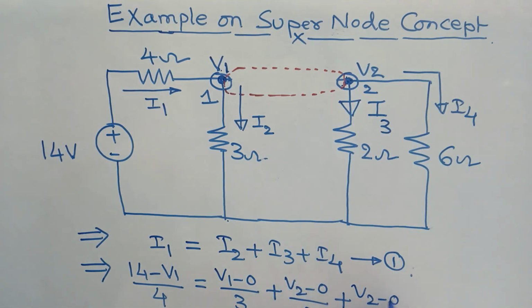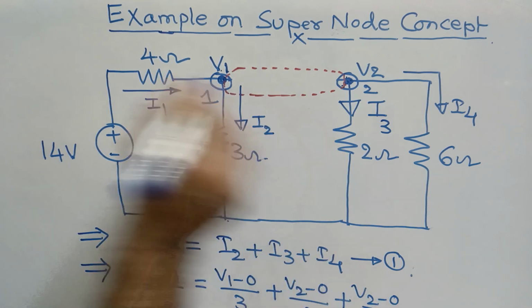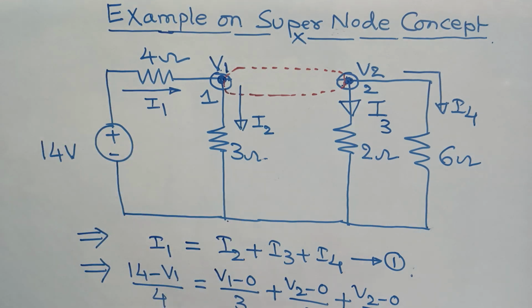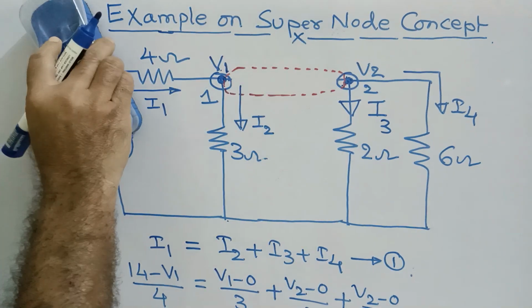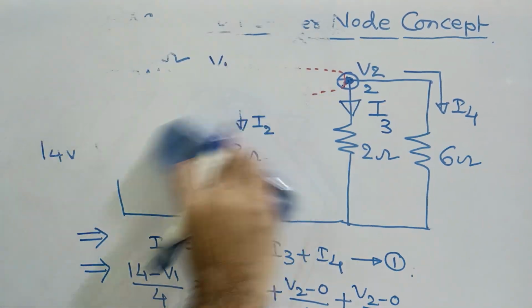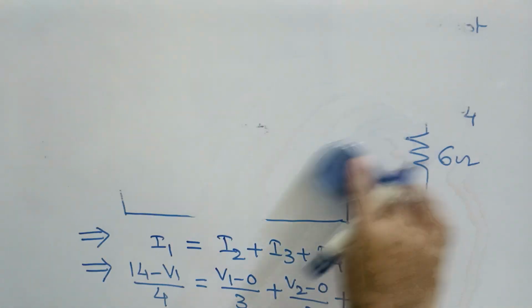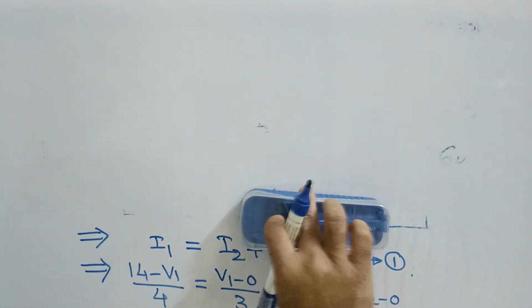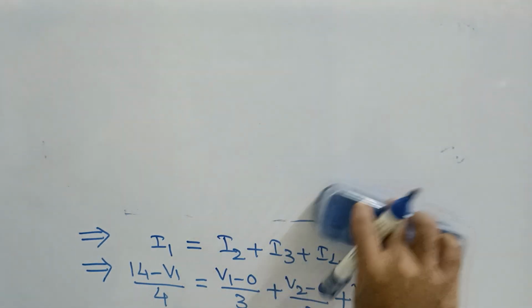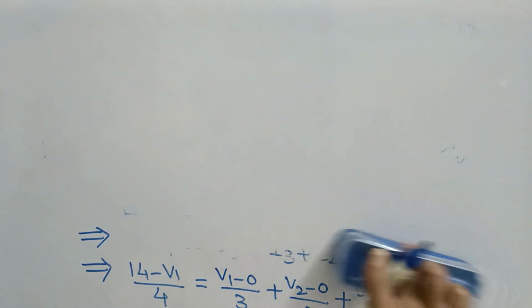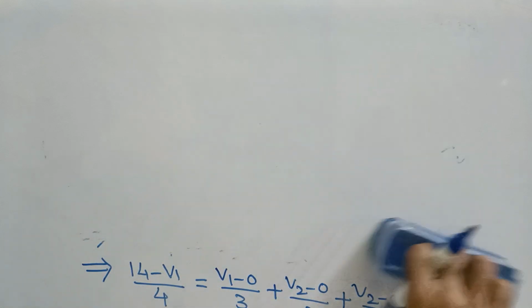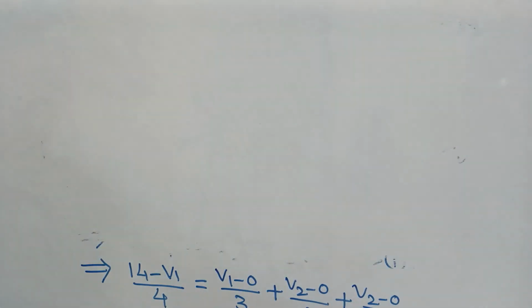V2 minus 0 by it is 6 ohms, right? Now I am erasing this particular circuit. So this is what is important. Now you can simplify this particular expression and bring the relation for V1 and then V2, right? So I am erasing this, and I am writing again here.